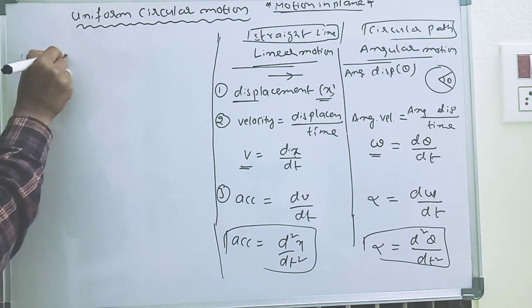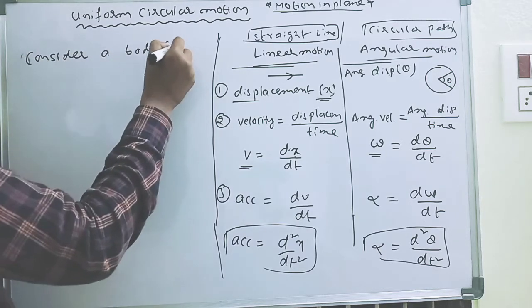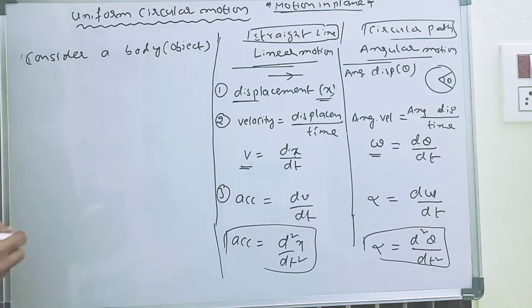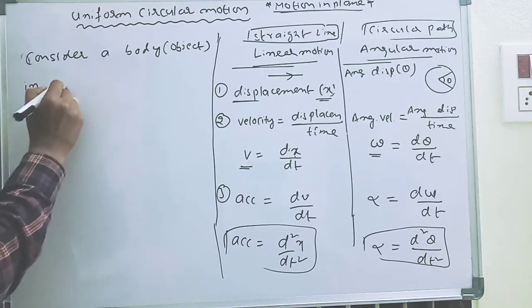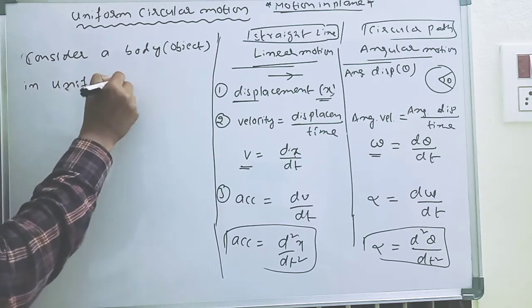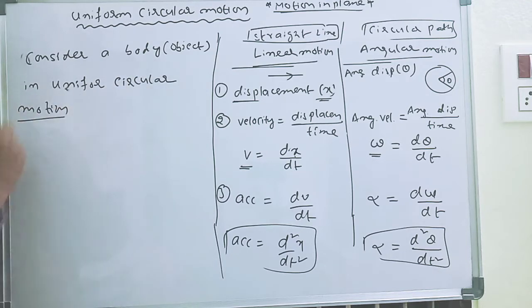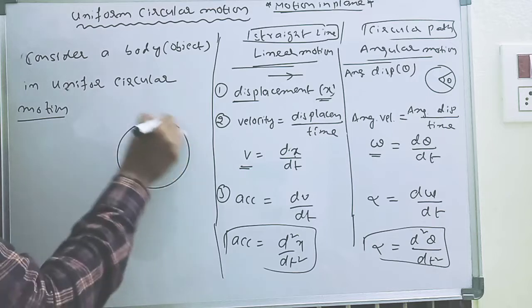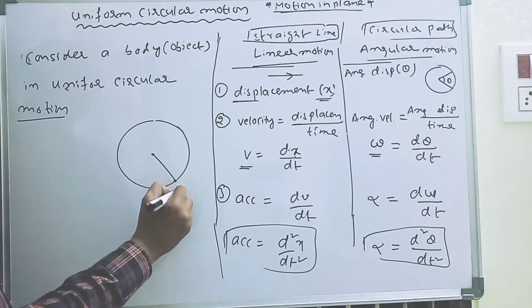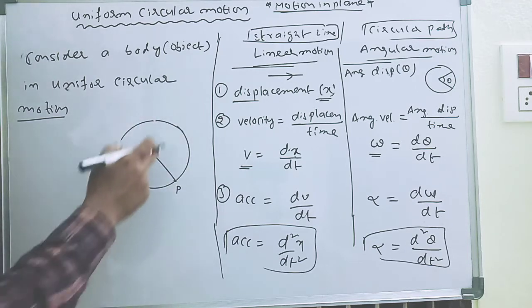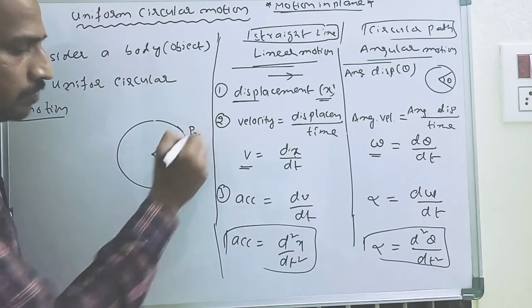Consider a body or object in uniform circular motion. For example, at point P, so this is the uniform circular motion of a body. That body is at point P1. After some time, the body is at point P2.